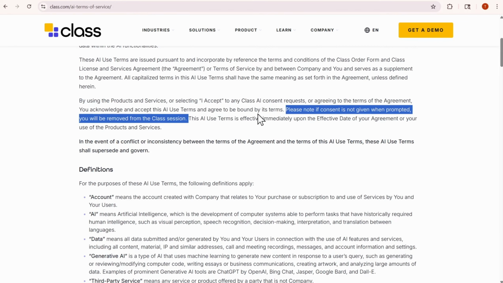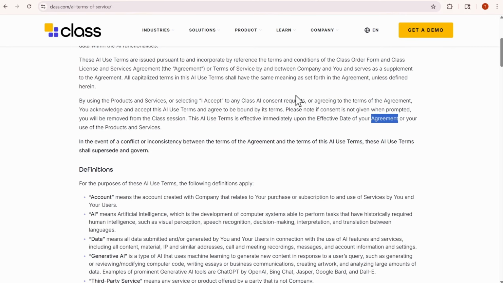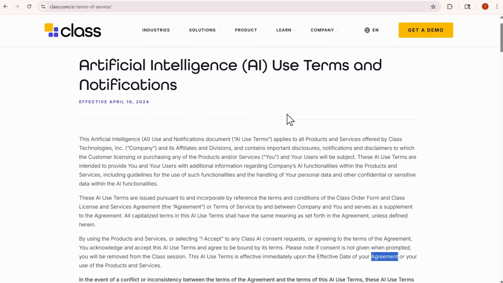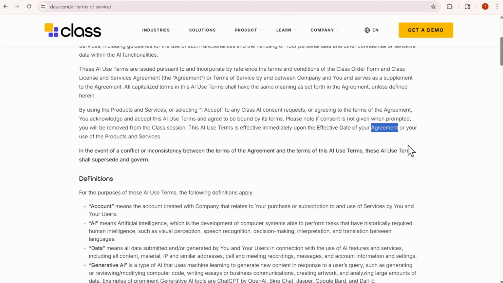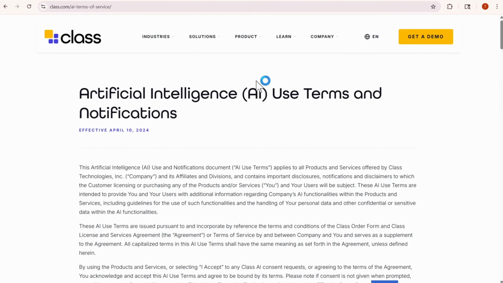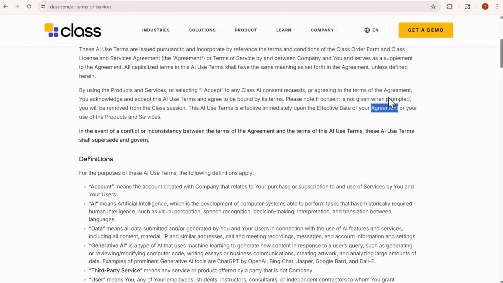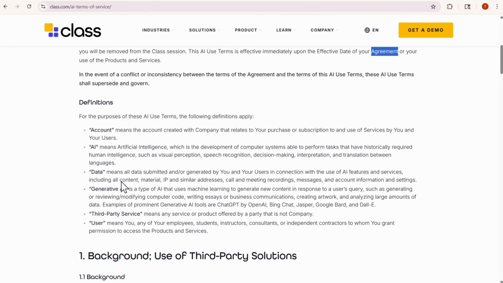The AI use terms are effective immediately upon the effective date of your agreement or your use of the products and services. Now, without reading the agreement, I wouldn't know if the provisions in these terms and notification are consistent with the agreement. All documentation has to be read consistently by your privacy counsel because all of them have implications on privacy. These AI terms are not read exclusively. We can see here that they're read in association with the agreement that a potential customer is signing up for. Now, they've given some definitions.